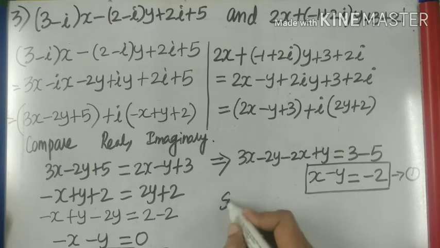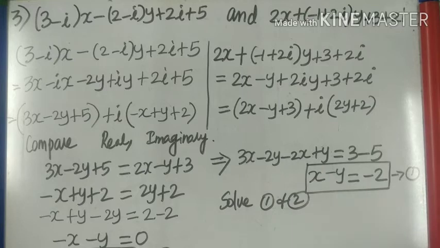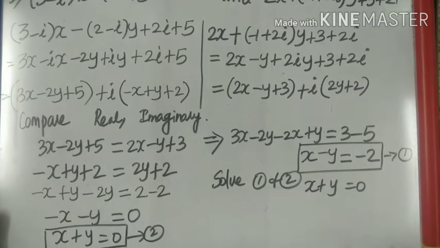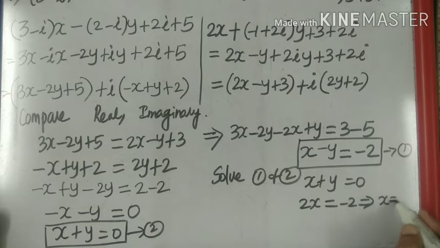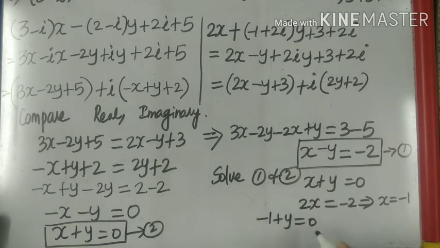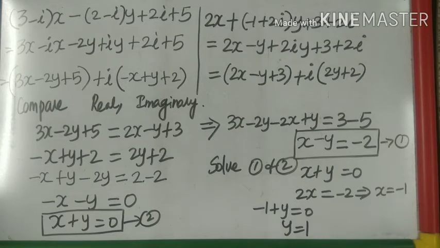Now let us solve 1 and 2. First equation is x minus y equals minus 2. Second equation is x plus y equals 0. Just ordinary addition. Plus y minus y cancels. 2x equals minus 2 means x is equal to minus 1. Put x is equal to minus 1 here. Minus 1 plus y equals 0 means y equals 1. So my answer: x is equal to minus 1 and y is equal to 1.